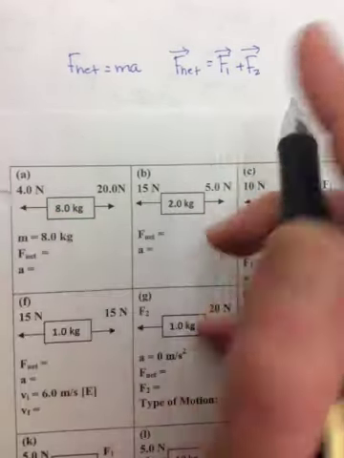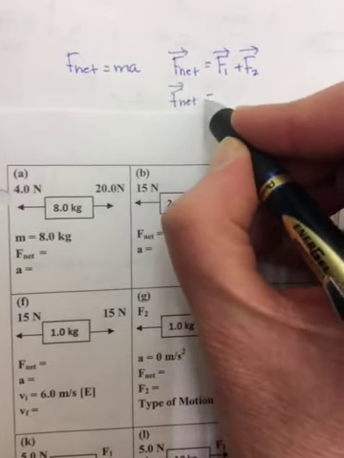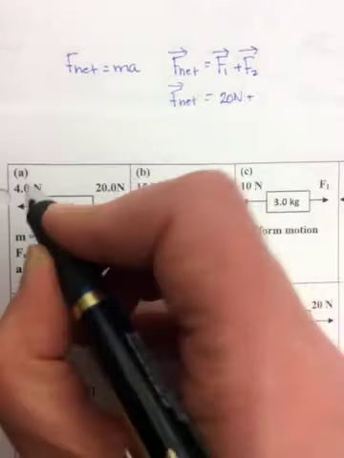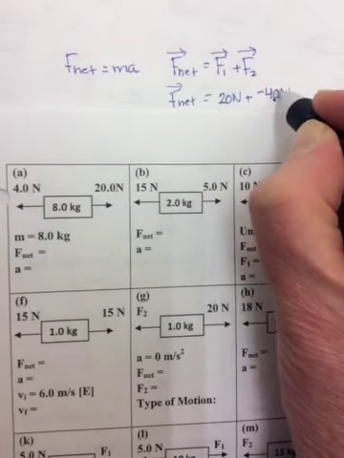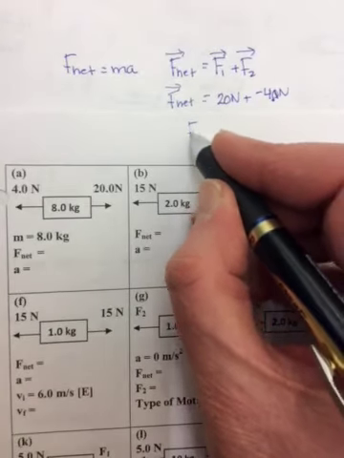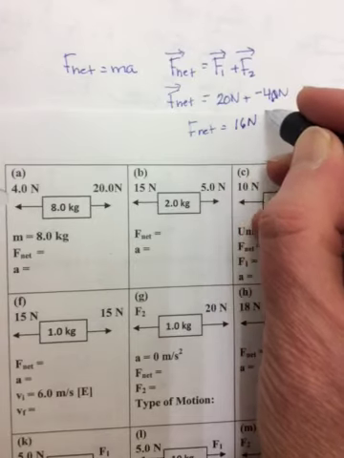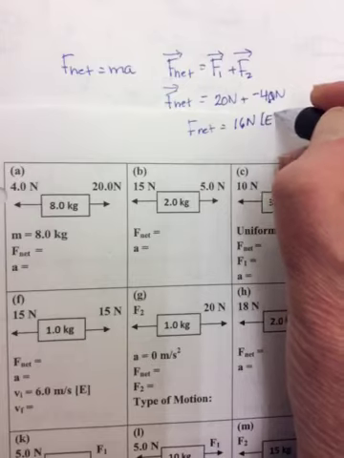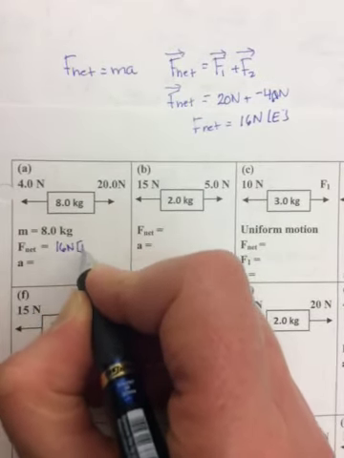One's going east and one's going west. We can find our Fnet. It's going to be 20 newtons going east, which would be positive, plus the 4 newtons going west, which would be negative. So what I mean by putting them in as a vector is put them in with their positives, negatives. So you should end up with an Fnet of positive 16 newtons. And so after it, you need to write east here because it works out to be positive. So down here you would write 16 newtons east.